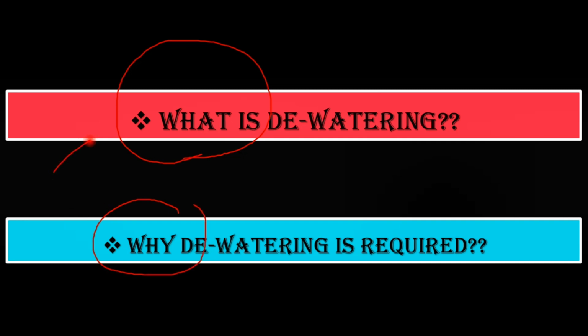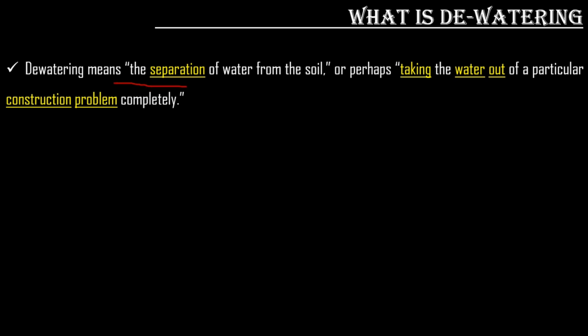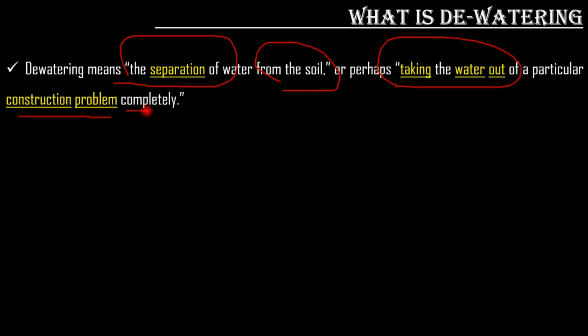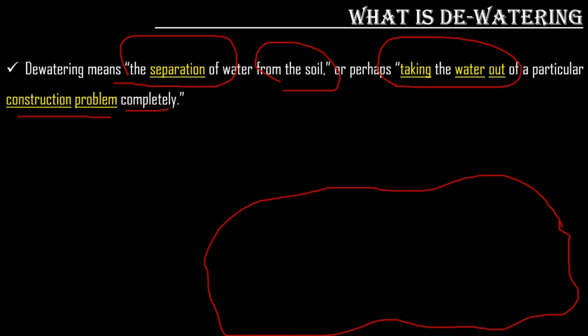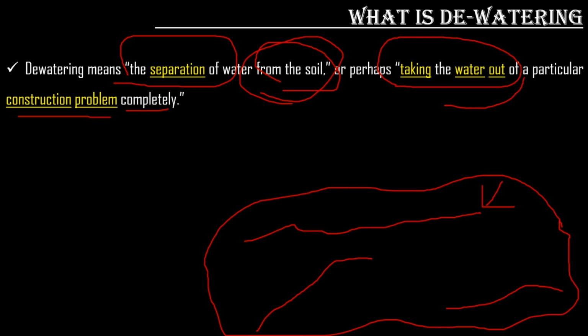Now, first we go with question number 1: what is the meaning of the dewatering system? The dewatering system is a type of separation of water from the soil, as simple as that. Or you can also call it taking the water out of a particular construction problem completely. For example, here is your excavation area, and for any reason, when you continue your excavation work, you feel there is water. The process of removing that water from the soil or taking water out of your construction area is represented as the dewatering system, and that dewatering system is called groundwater condition control.